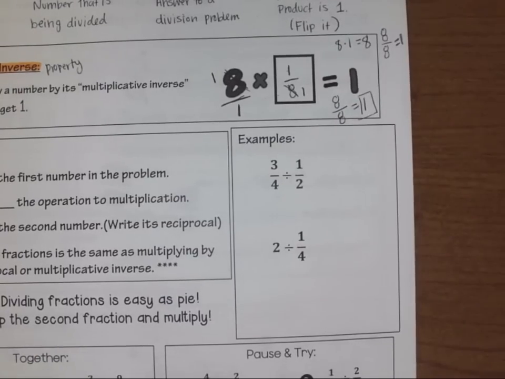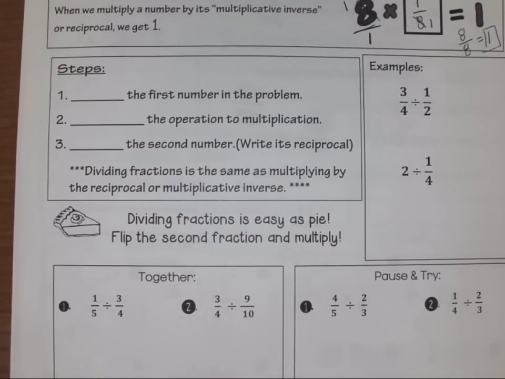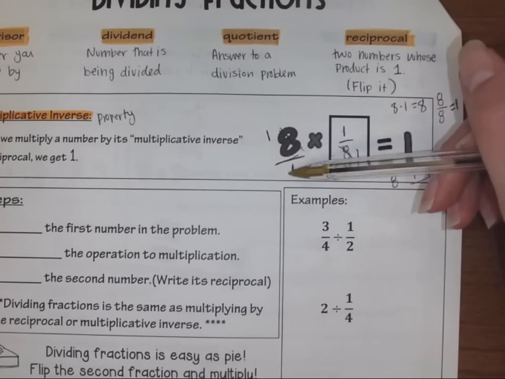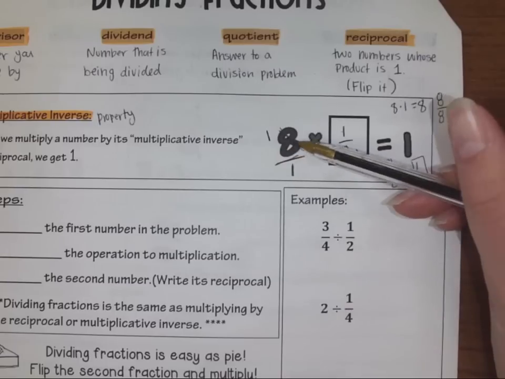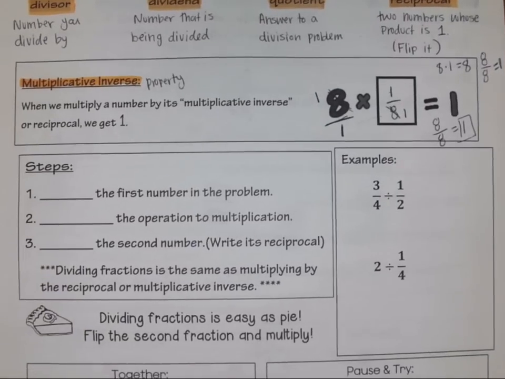So hopefully that makes sense. If not, please ask me questions in class. Okay, so the steps tonight, that was just kind of an introduction of what a reciprocal is. So again, right here, 1/8 would be the reciprocal of 8 over 1. Because all I did was I flipped that fraction over. So 8 over 1 turned into 1 over 8. We'll see what that looks like more here in a minute.